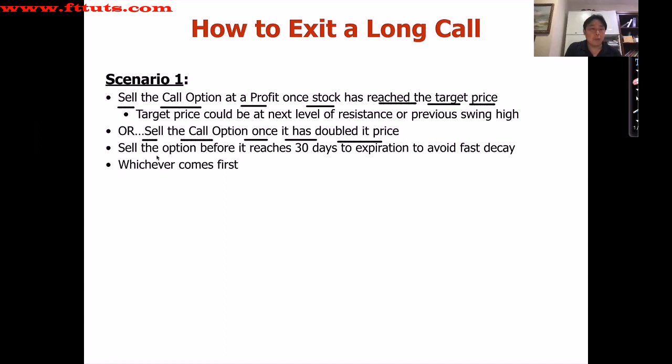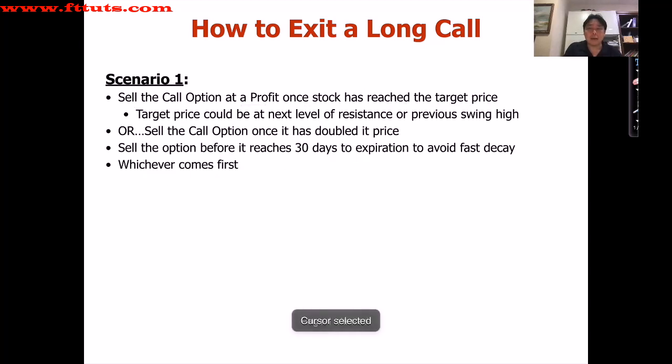The next scenario would be to sell the call option the moment it reaches 30 days to expiration to avoid the fast theta decay during the last 30 days. So the moment you've got 30 days left, get out. Sell the option with whatever profit you have. So we choose whichever comes first. Either the stock price reaches the target price, or the options double in value, or we reach 30 days to expiration. Any of those things happen, we exit our call and take our profits. So that's the first scenario.